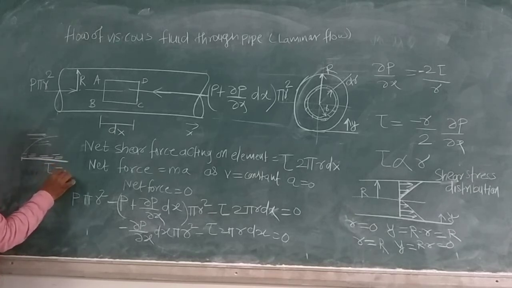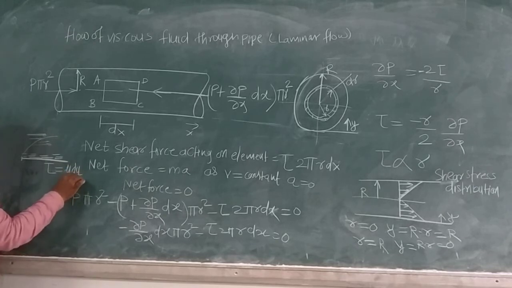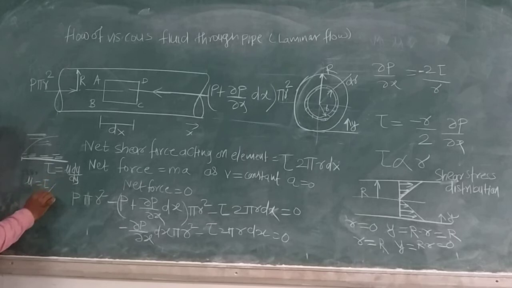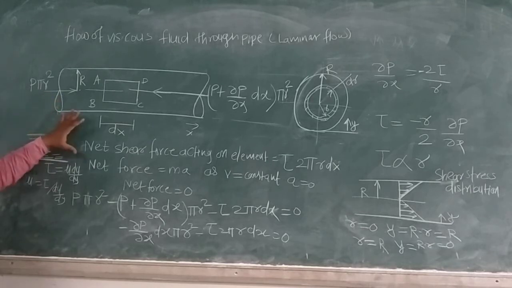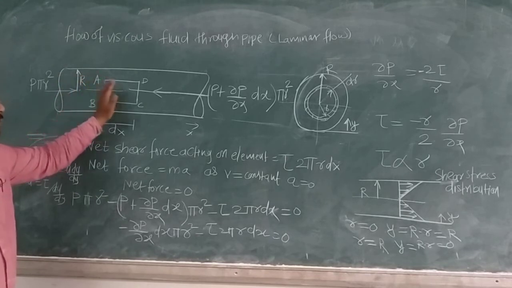We have already considered that shear stress is directly proportional to mu du by dy, where mu is the coefficient of dynamic viscosity. So the shear resistance is more if the viscosity is high in laminar flow. Here we have to consider how this shear stress is present in the flow through the pipe.